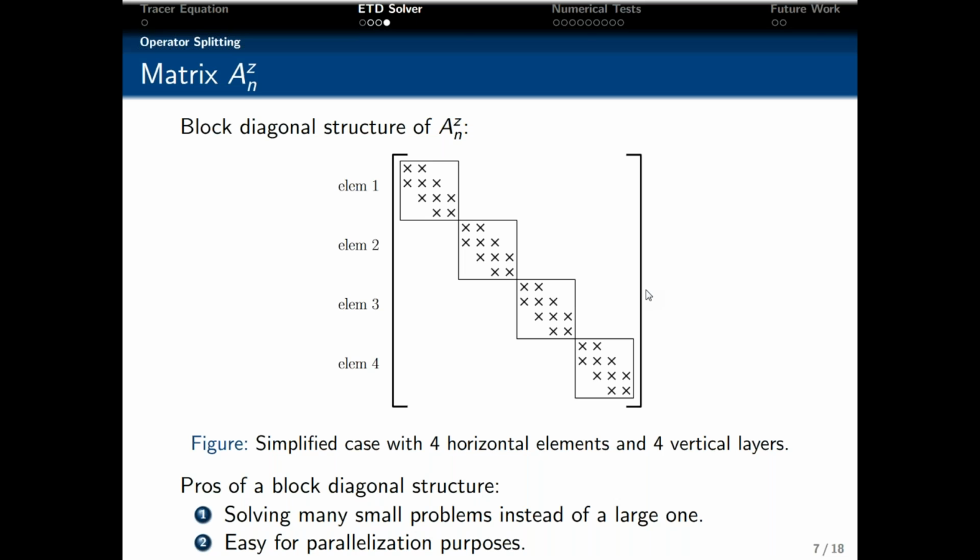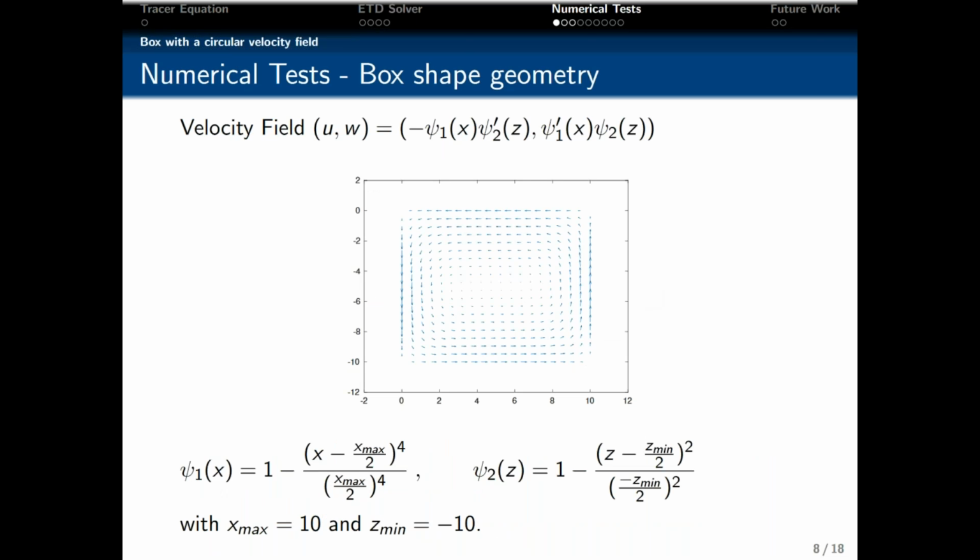So with this structure, instead of solving one large problem, you can solve many small problems. So you can apply phi1 to each diagonal block. And this structure is also very useful for parallelization purposes. Now let's move on and talk about some numerical tests.